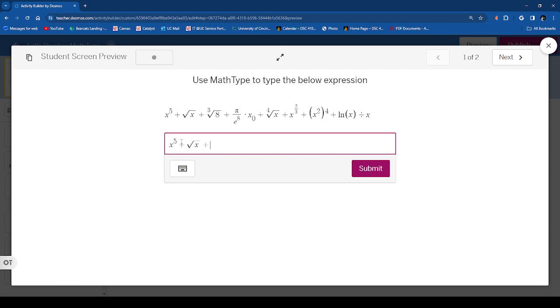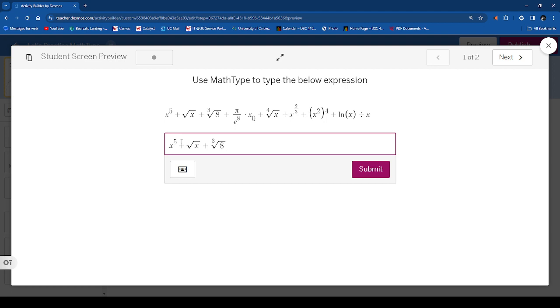Now we've got the cube root. So instead of square root, it's cube root. Remember, the square root was SQRT. The cube root is CBRT. So the cube root of 8, right arrow key out.